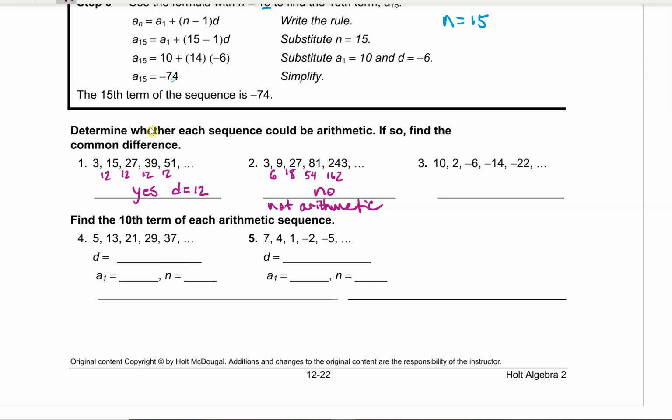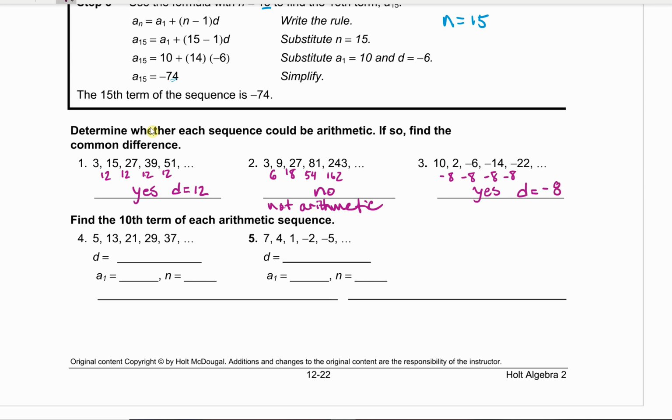All right, let's look at this. 2 minus 10 is negative 8. Negative 6 minus 2 is negative 8. Negative 14 minus negative 6 is negative 8. The answer here is yes. And d is negative 8.